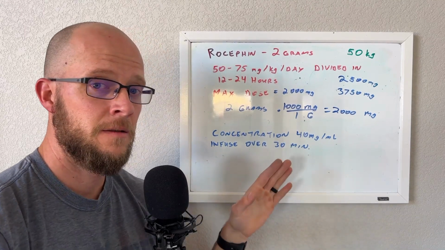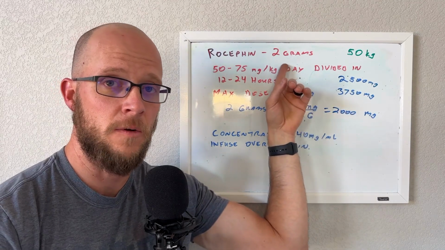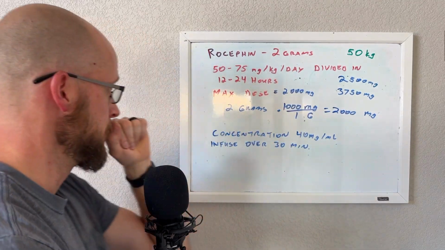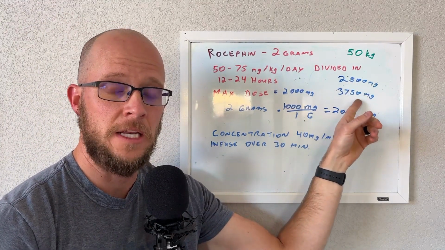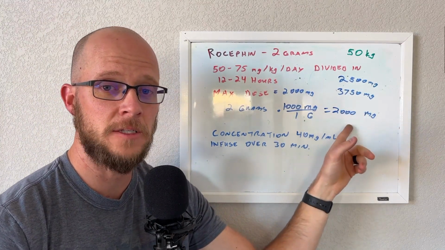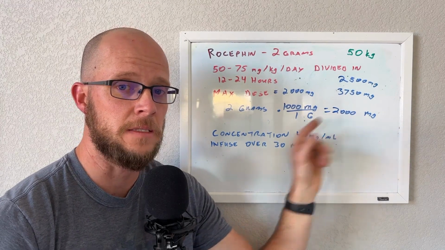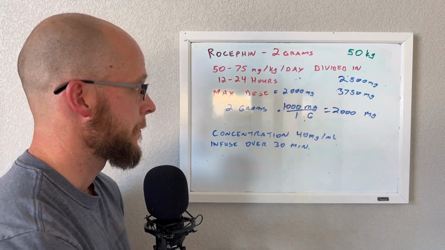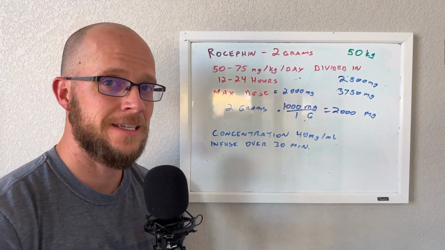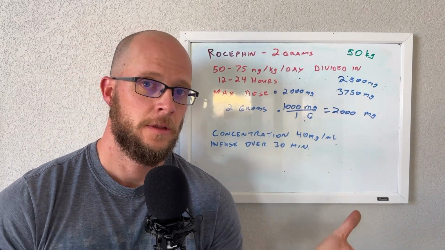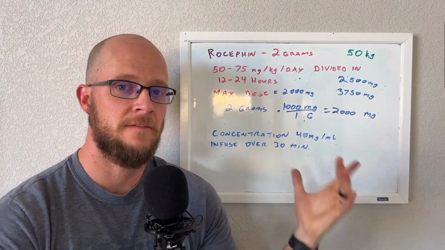So that's why it stops at 2,000 milligrams, and that's why the provider only ordered you the 2 grams. They're not going to order you something in between this range here because the max dose is 2,000 milligrams. Hopefully that makes sense there. Okay, now you know your dose. Now the doc says, hey, how do I give this? It's an IV medication.